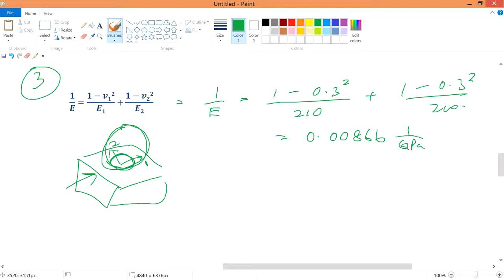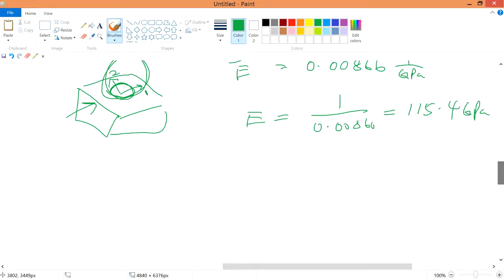So you need to change it, because it's 1 over E, and you want to find the equivalent Young modulus, so you bring the E out. E is equal to 1 over 0.00866. You'll get 115.4 GPa. Please take note that there will be a trend. Please rewrite this in the form of 115.4 times 10 to the power of 3 megapascal, because gigapascal is 3 orders of magnitude larger than MPa, so times 10 to the power of 3.